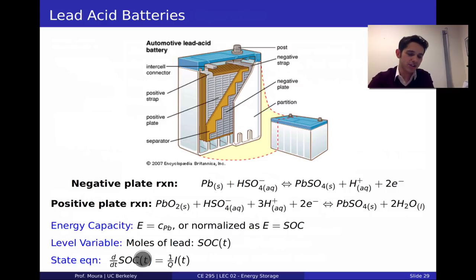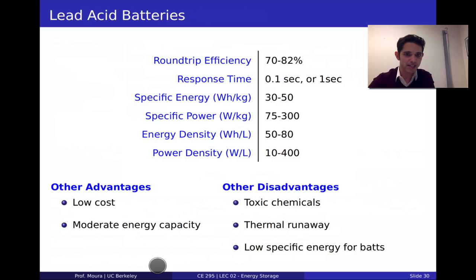And the state equation is very simple. Here I'm representing it in a simple way rather than going into the electrochemistry. This basically just says that the rate at which the state of charge, which is the normalized energy, changes is proportional to the electric current. And Q is a normalization constant. All right, and that's the equation that you have in homework one. And it'll be the same equation I show for the other battery technologies.